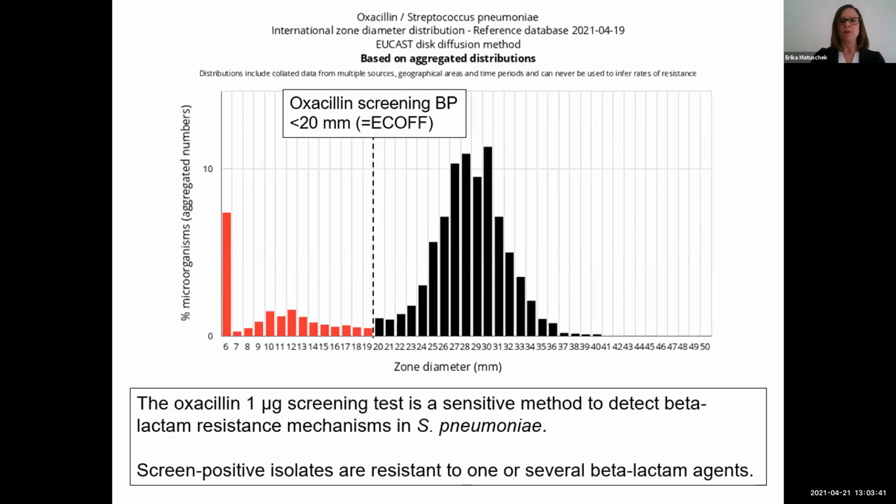The oxacillin 1 microgram screening test is a very sensitive test to detect beta-lactam resistance mechanisms in Streptococcus pneumoniae. The screening breakpoint is the same as the ECOFF. It's less than 20 millimeters, and it means that isolates that have black bars here and belong to the wild type do not have beta-lactam resistance mechanisms, whereas isolates with zone diameters less than 20 millimeters have beta-lactam resistance mechanisms, and they are resistant to one or several beta-lactam agents.